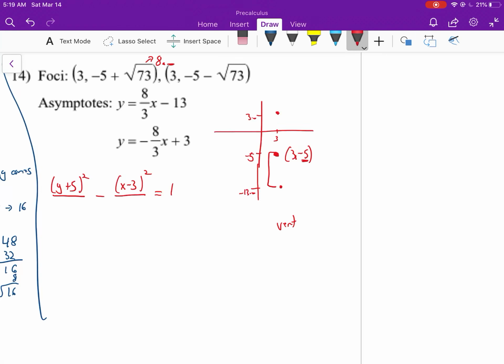So coming back to the one we're talking about, this is our distance from the center to the focus, and that's root 73. So root 73 equals c. That doesn't help us fill in a or b right away, but it may help us as we work through this. We have the equations of our two asymptotes, and so we know that our slope, one of them is 8/3, one of them is -8/3. Since it's vertical, it's going to be rise over run, so it's going to be a/b.